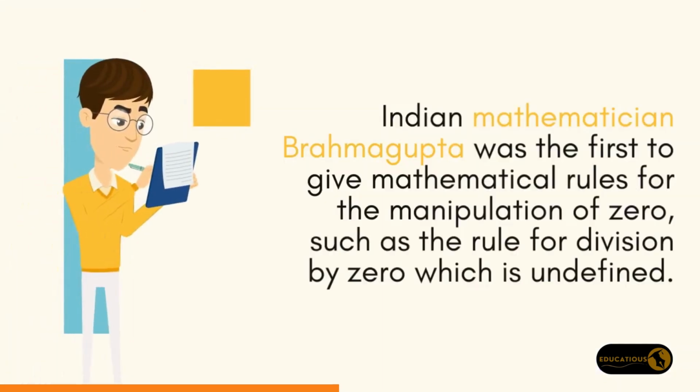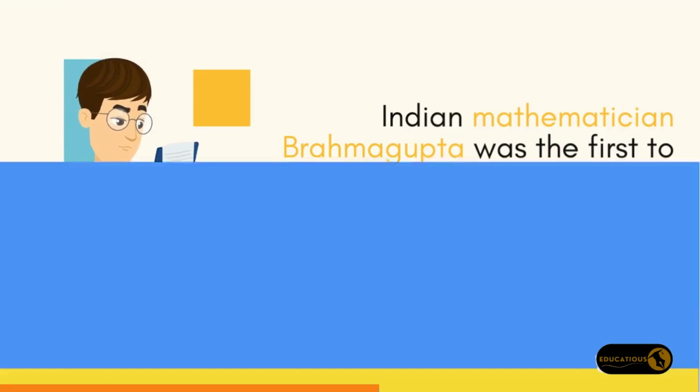Indian mathematician Brahmagupta was the first to give mathematical rules for the manipulation of zero, such as the rule for division by zero, which is undefined.